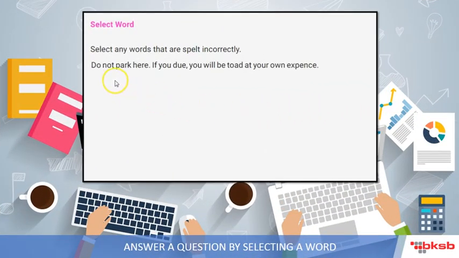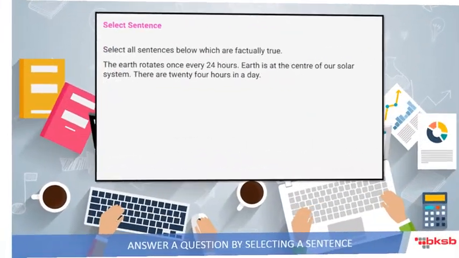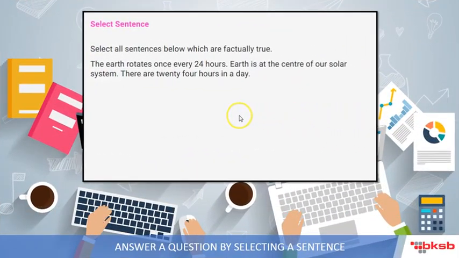If you are asked to select a word within a sentence, select the word to highlight it. If you make a mistake, select the word again to deselect it. If the question asks you to select a sentence, select anywhere in the sentence and it will be highlighted. If you make a mistake, select the sentence again to deselect it.